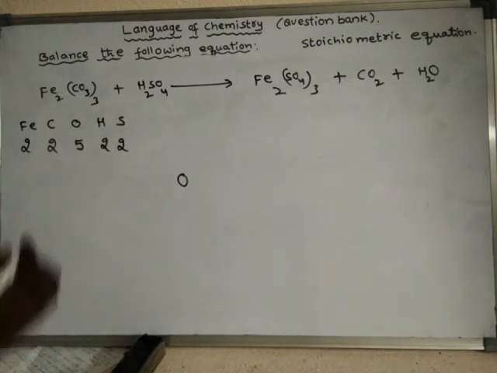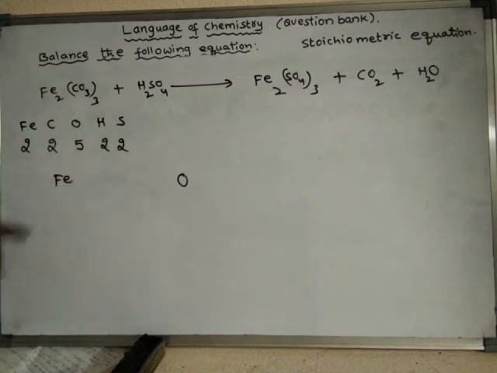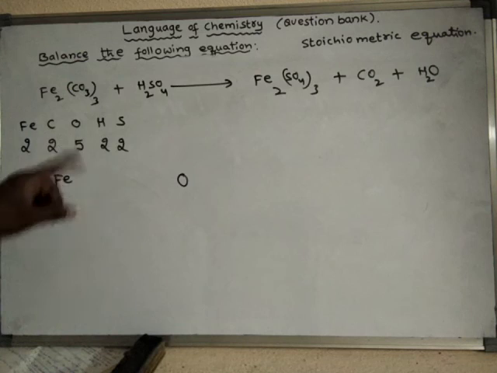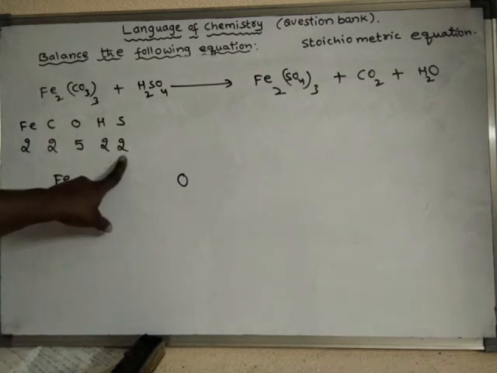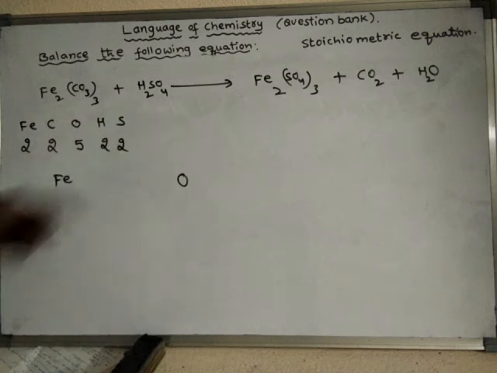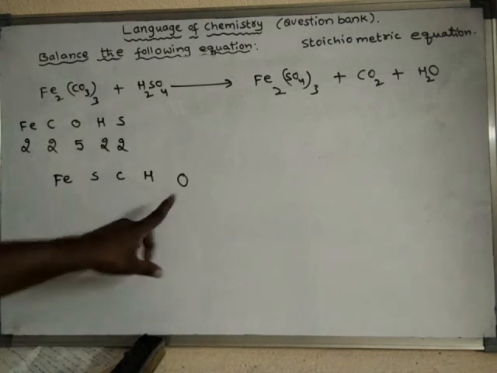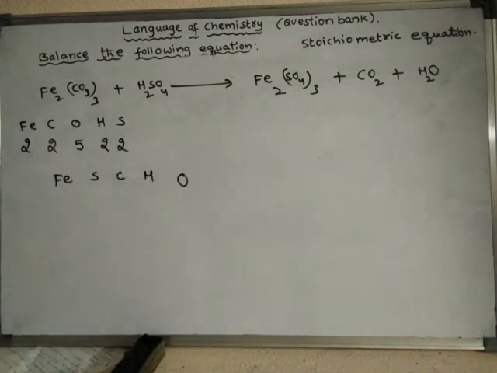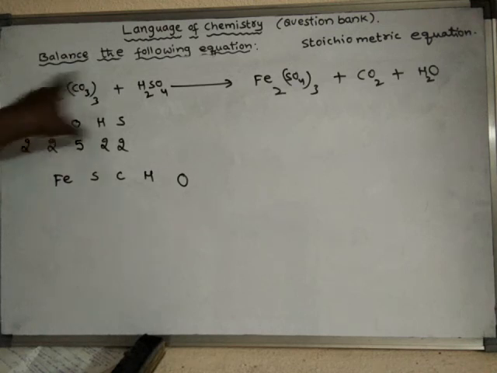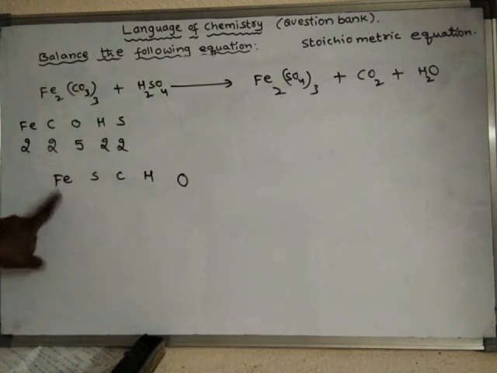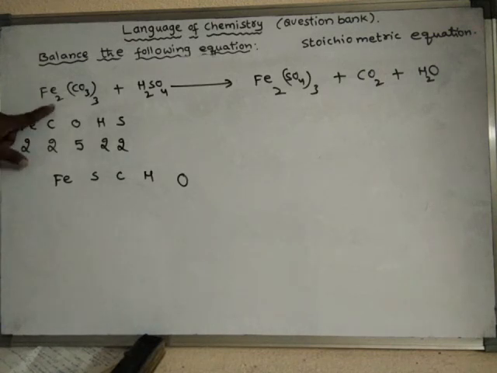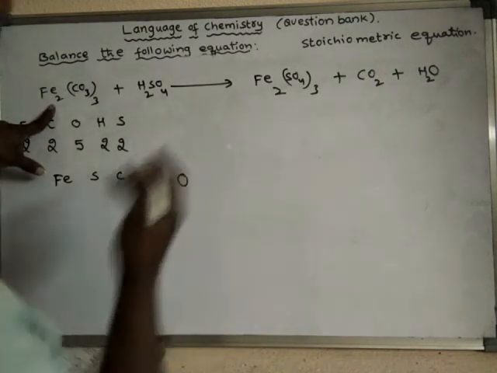So first we have to write iron. After that, we have to check which non-metal has the larger atomic number. Sulfur's atomic number is 16, carbon's is 6, hydrogen's is only 1. So that means we write sulfur first, and afterwards carbon, and after that hydrogen. So now this is the increasing order of frequency numbers. Now this order is used for balancing the equation. First we have to balance the equation based on iron. So first we have to balance iron atoms. There are 2 iron atoms on the reactants side, and on the products side also 2 iron atoms.